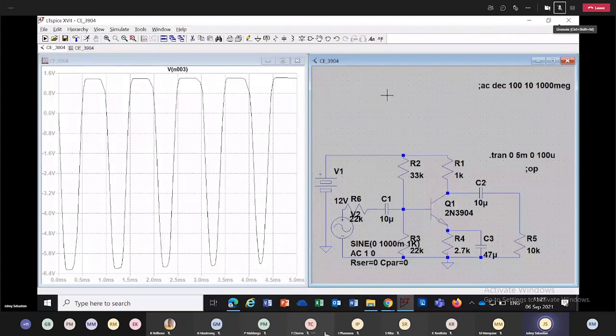Time for questions. You can ask from this simulation side or even from the theory side regarding the Q point or even VTC.